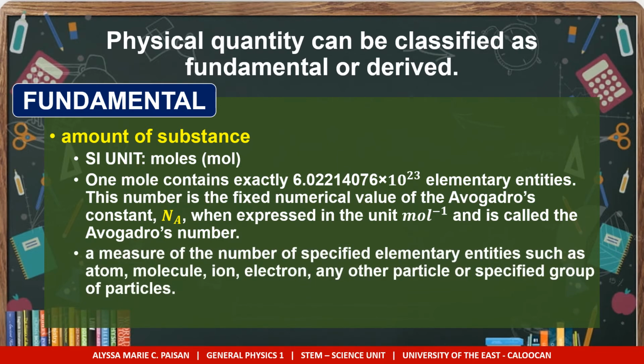The amount of substance is the measure of the number of specified elementary entities such as atom, molecule, ion, electron, and any other particle or specified group of particles.